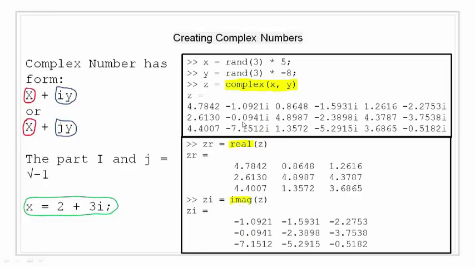Using functions such as real and imag, we can isolate the real and imaginary parts from the matrix of complex numbers. The table on the top right shows how we can create a complex number using the function complex, and the box at the bottom shows how we can use the functions real and imag to separate the real and imaginary values from this matrix of complex numbers.